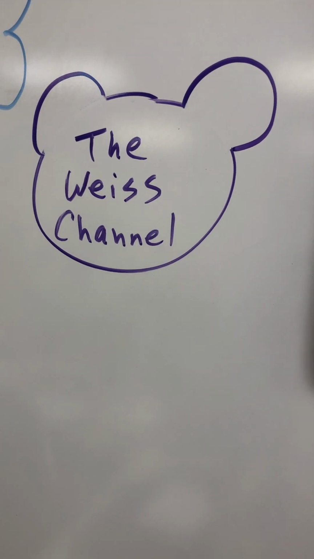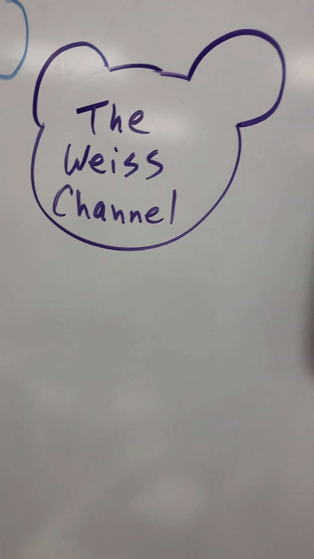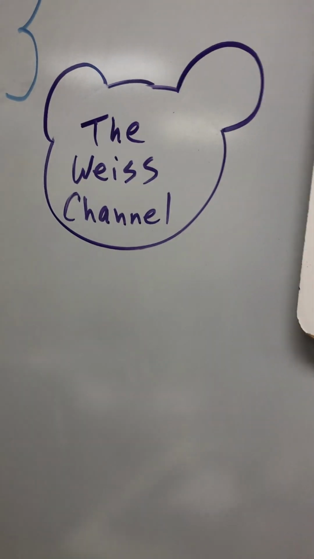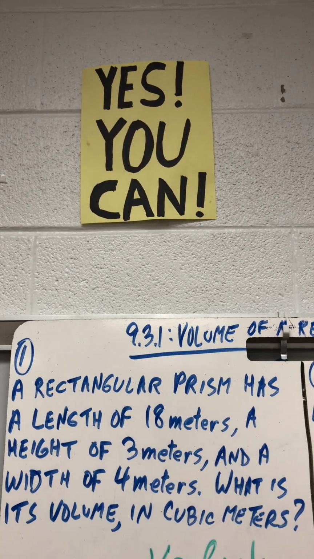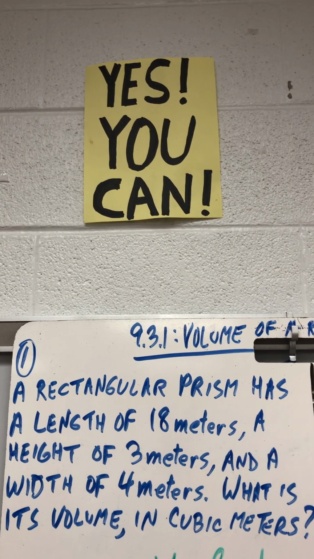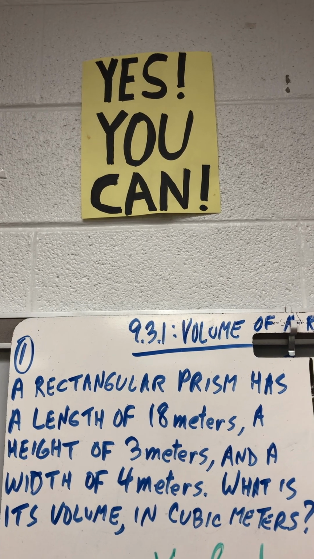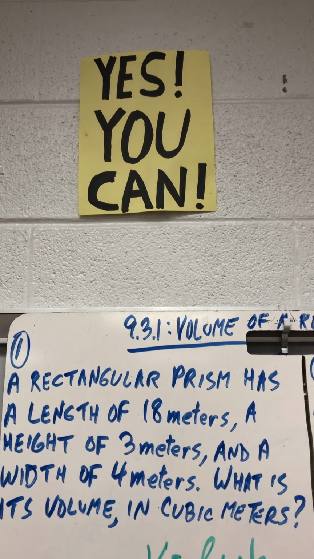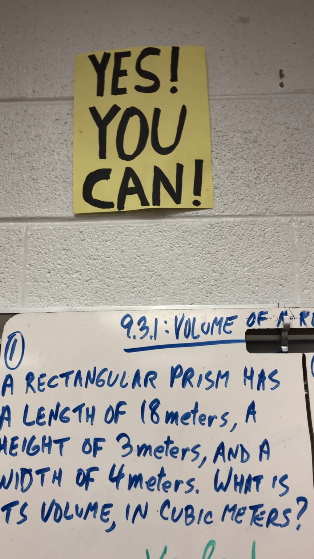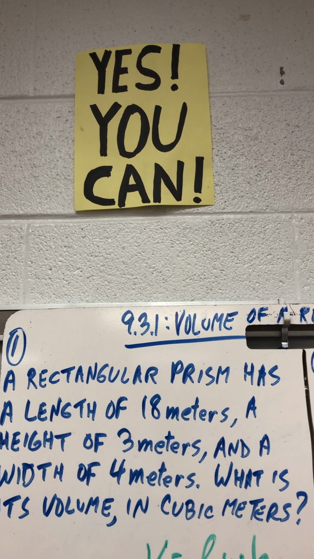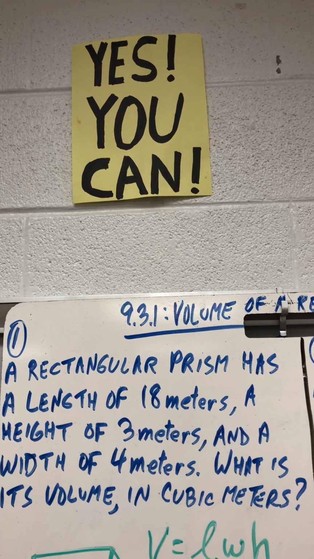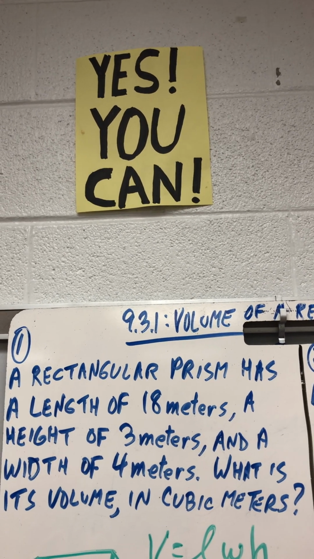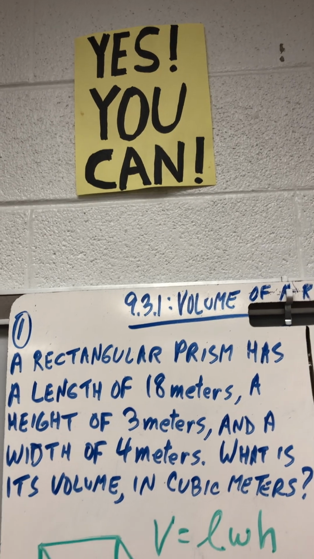Today, we're talking about volume of a rectangular prism. A box is a rectangular prism. For example, a rectangular prism has a length of 18 meters, a height of 3 meters, and a width of 4 meters. What is the volume in cubic meters? Cubic meters is the way to say volume, or cubic inches, or cubic yards. That would be how you would talk about volume.